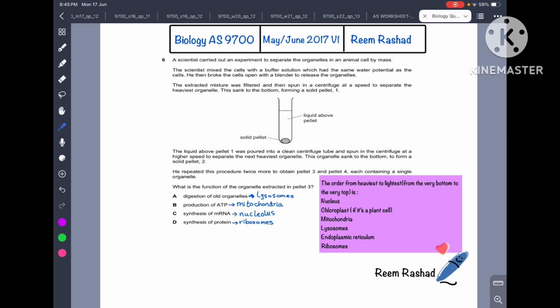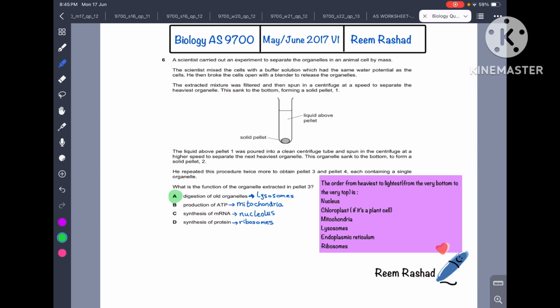So here all we have to do is choose the option with the function of the lysosomes. Option A says digestion of old organelles. This is true because lysosomes contain hydrolytic enzymes which are responsible for the digestion of old organelles. So the correct answer is A.